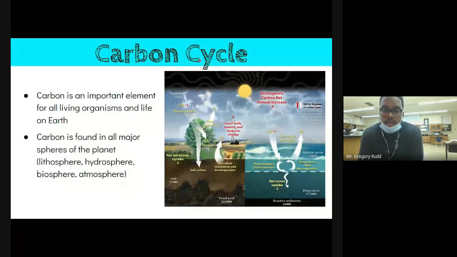But it's still a very important cycle. It's an important phenomenon, as all living things that we are aware of require carbon. They are made of carbon. Their genetic material has carbon in it. They need carbon to make energy. And so carbon is essential. This is why we can find it pretty abundantly throughout our planet, whether it's in the lithosphere, the hydrosphere, the biosphere, or the atmosphere.